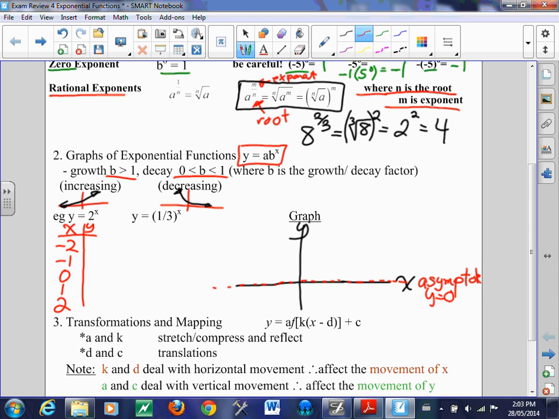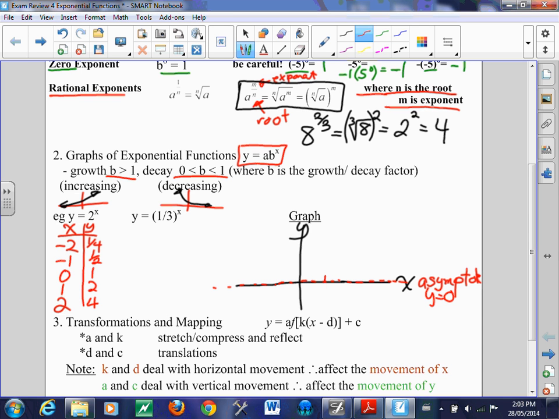So plugging that in, I start with my 0 always. So 2 to the exponent 0, that's 1. 2 to the exponent 1 is 2. And 4. I always look for a pattern as well. Or 2 to the negative 1 is 1/2 and 1/4. Okay? So let's graph that, ladies and gentlemen.